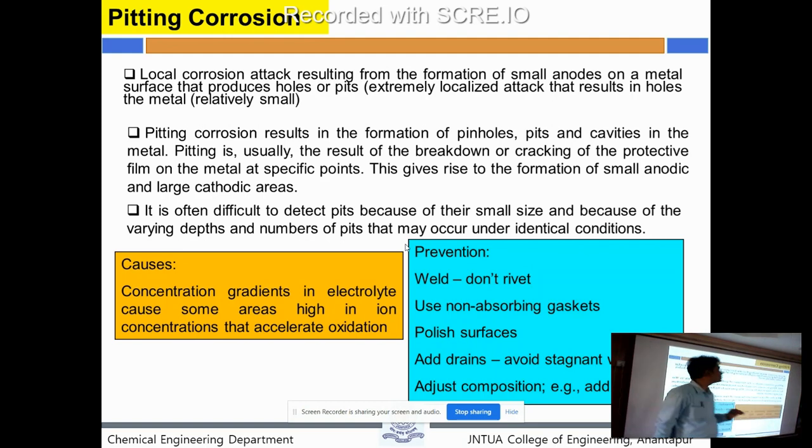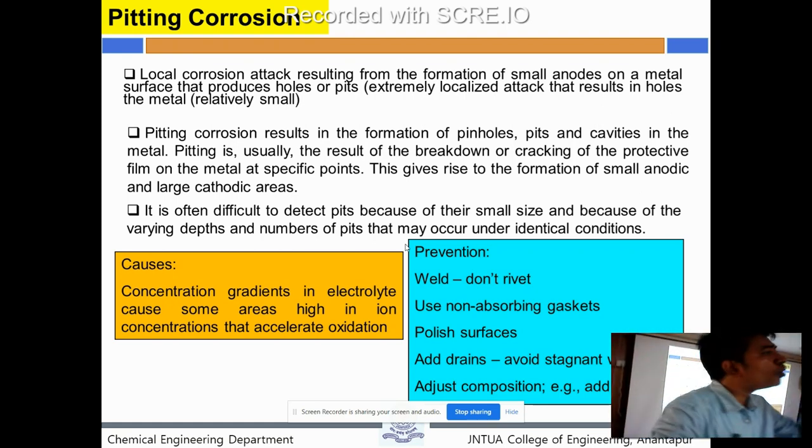Now let us look at pitting corrosion. This is also a similar sort of localized corrosion to crevice corrosion. See, it is a local corrosion attack resulting from the formation of small anodes on a metal surface that produces holes or pits. Whenever we observe any small hole or small pit, corrosion will start at that hole or pit. That's called pitting corrosion. Pitting corrosion results in the formation of pinholes, pits and cavities in the metal. Unknowingly, if any metal is left with many small holes or pits, corrosion will start there. That's why it comes under localized corrosion.